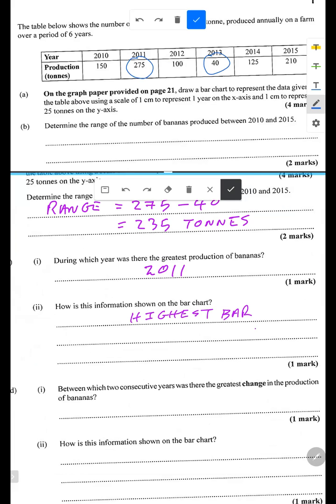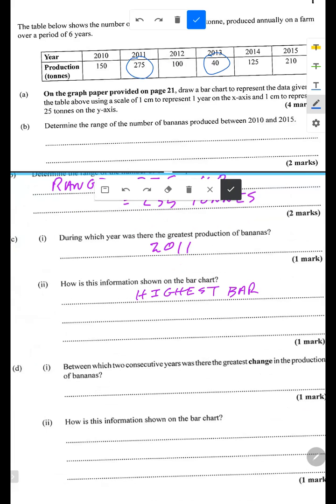Next part now says, between which two consecutive years? Two consecutive years means two years back to back. That's what consecutive means. Two consecutive years means back to back, side by side years. Between which two consecutive years was there the greatest change in the production?